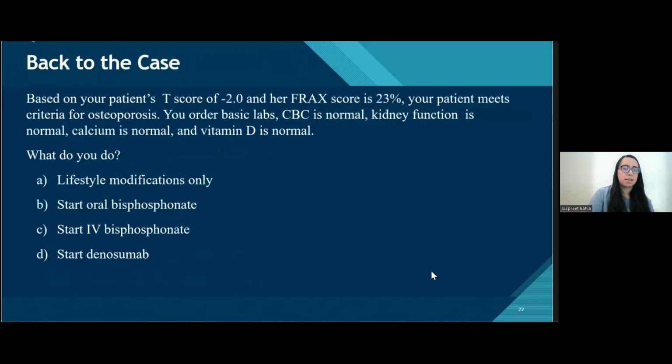So, back to our case. Based on your patient's T-score of -2 and her FRAX score of 23%, she meets criteria for osteoporosis. You order basic labs. Her CBC is normal, her kidney function is normal, her calcium is normal, and her vitamin D is normal. So what would you like to do for this patient?